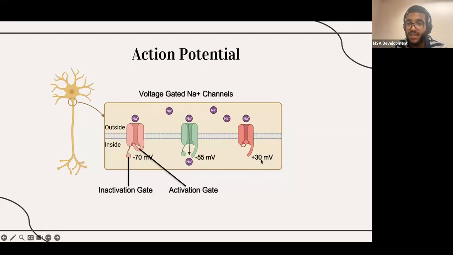Now, once +30 is reached, the inactivation gate closes. Okay, and it's in this conformation. Then repolarization happens, and we'll get into how that happens in a bit. Once the resting membrane potential is reached again, it's back to this conformation. The inactivation gate goes down, and the activation gate closes the gate again.